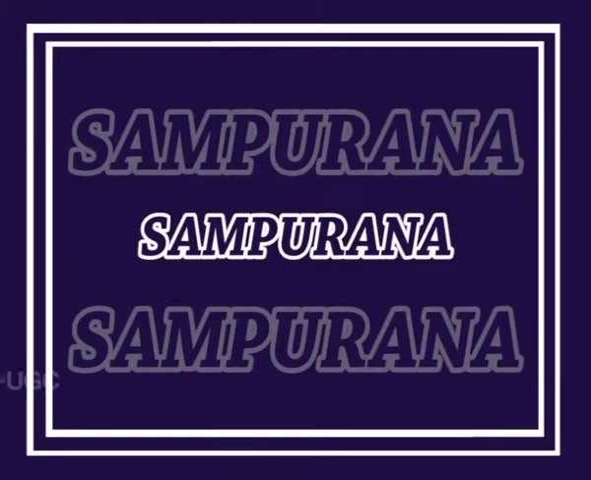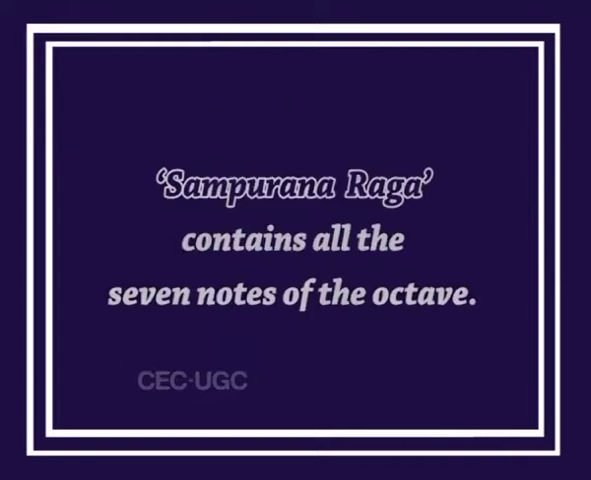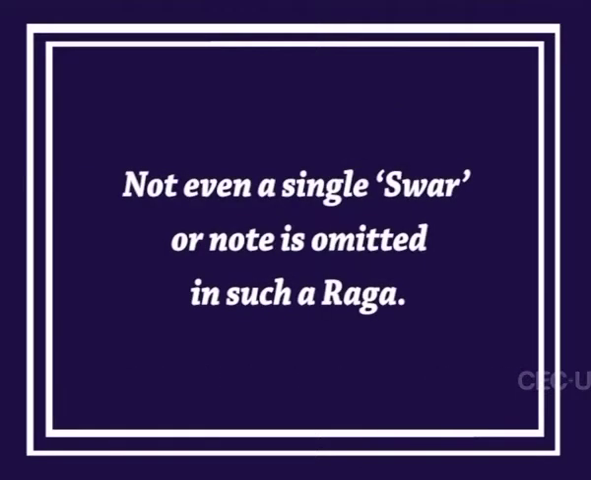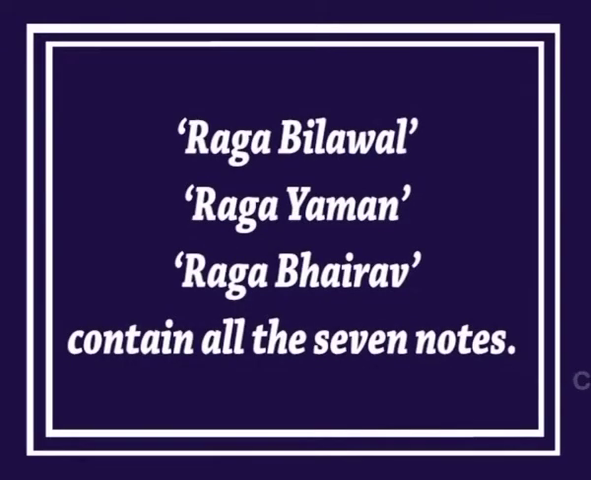Now, let us know what is Sampurna. Sampurna rag contains all the 7 notes of the octave. That means not even a single swar or note is omitted in such a rag. For example, Rag Bilawal, Rag Jaman, Rag Bhairav, etc. These rags contain all the 7 notes. Hence, these are known as rags of Sampurna Jati.